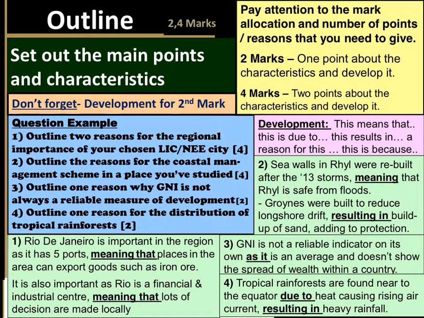Here's the slide that you saw at the start of the video, and have a look at these, just glance over them, check that you understand how you get those 2nd marks in the outline question. And you can see standing out here things like meaning that, results in, due to, as it, resulting in. Those kind of things give you the second mark for any outline question.